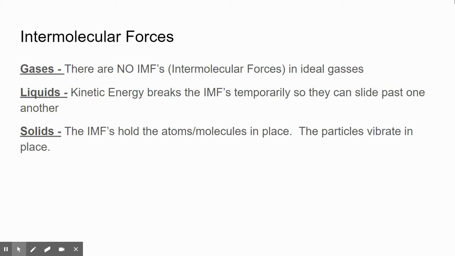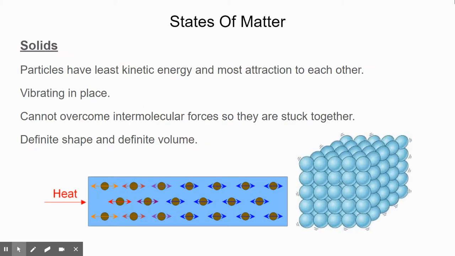Okay, so now we're going to look at all those a little more closely. First, solids. We're going to kind of go backwards here. So solids have the least kinetic energy, the most attraction to one another. They are vibrating in place, though. They're not totally motionless. They just move in place. But they don't have enough energy to overcome those intermolecular forces, so they're kind of stuck together. Okay. These little lines here indicate that they're vibrating. They're vibrating in place.